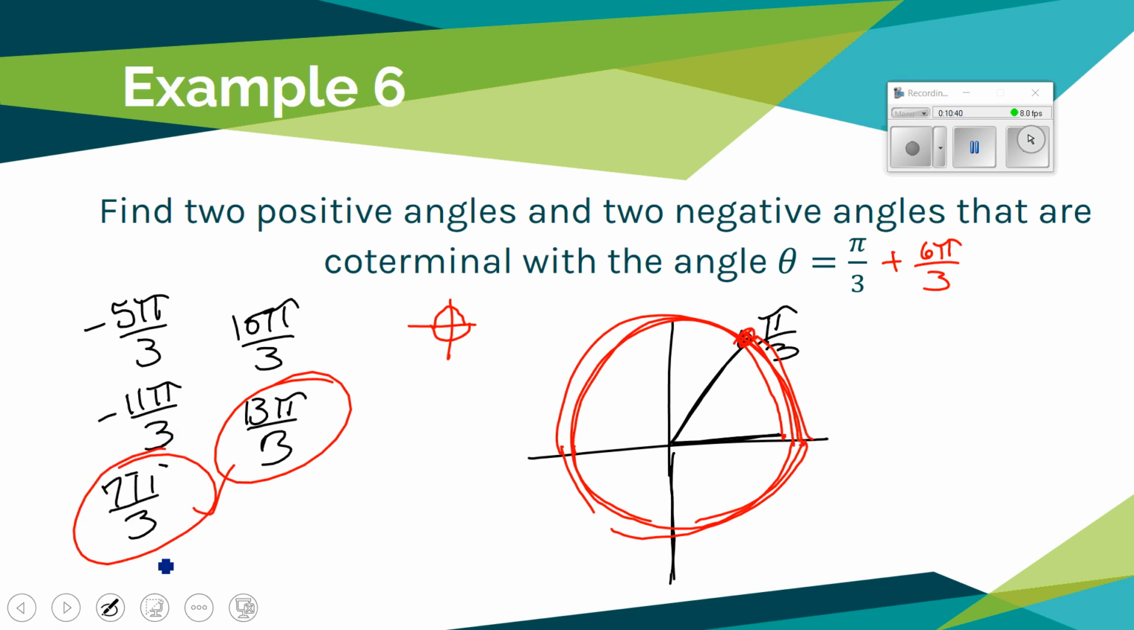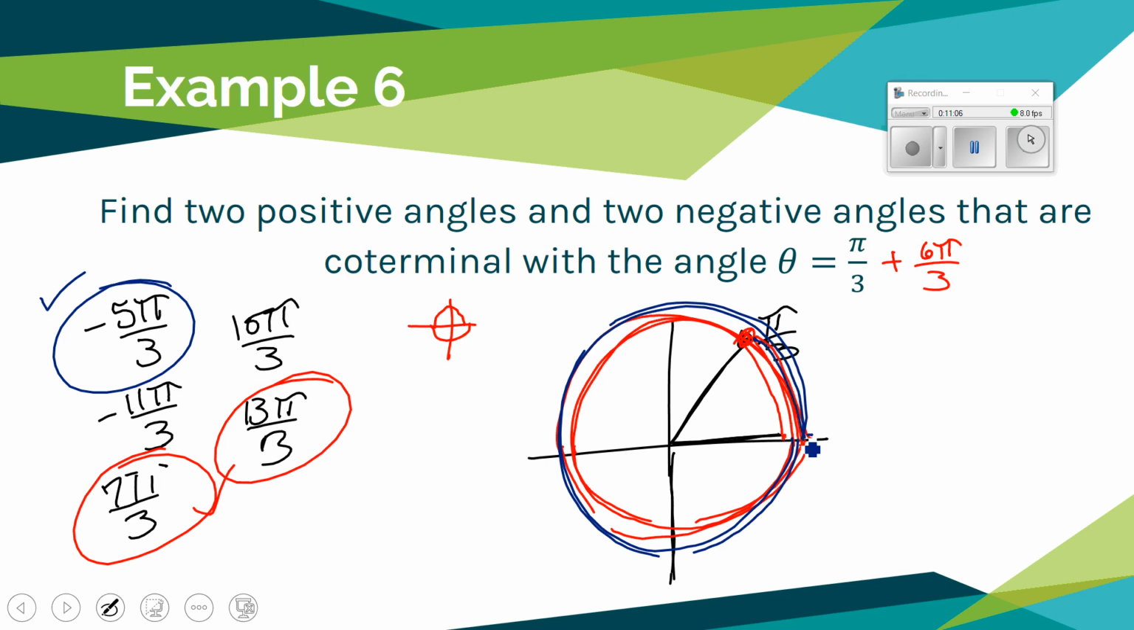Okay, so you could say you go all the way around, that is 6 pi over 3, but then we're going to back it up 1 pi over 3. So what would that be? Negative 5 pi over 3. Okay, so this one's correct. If you go twice, all the way around is negative 6 pi over 3. All the way around would be negative 12 pi over 3. Everybody understand that? And if you back it up 1, it would be what?